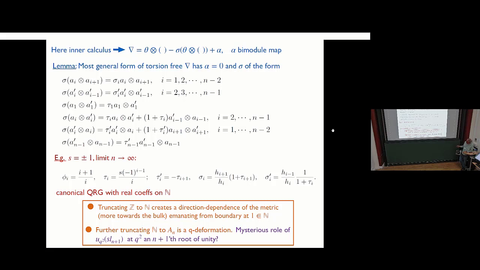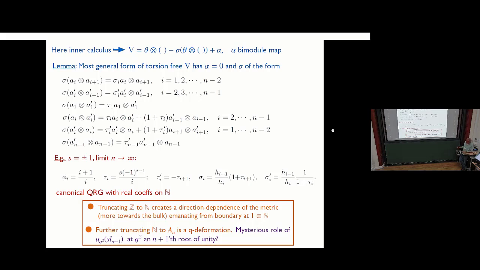This is what on n looks like, I told you before. So the moral of this is that truncating from the integers, if you do this whole thing for the integers, that's much easier, and there's a unique QLC that works in the symmetric case, and even can be extended in the asymmetric case. So Z works very well without much restriction. But when you truncate it to n, you get a direction dependence of the metrics, emanating from the boundary. Then you get further truncation when you go from n to A_n, when you truncate it on the right hand side.